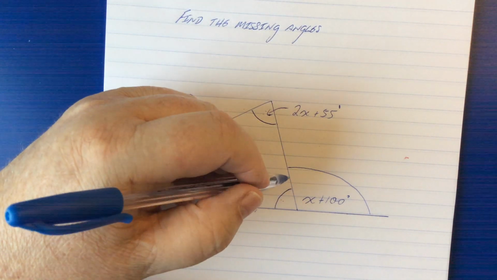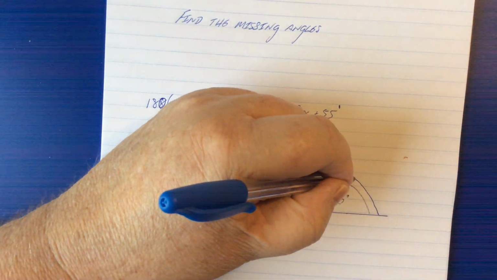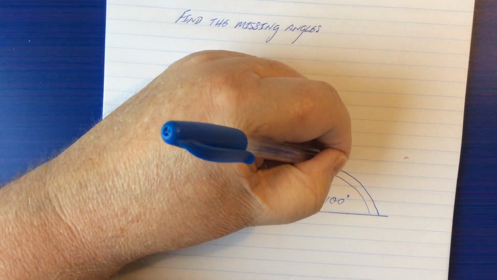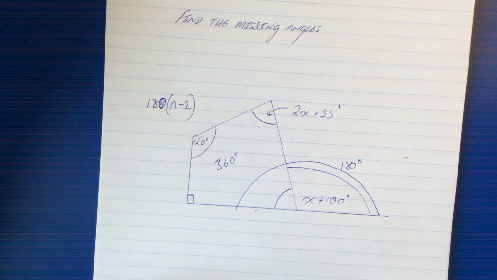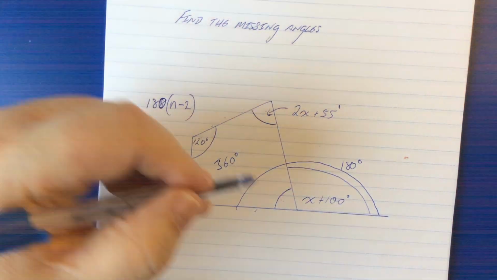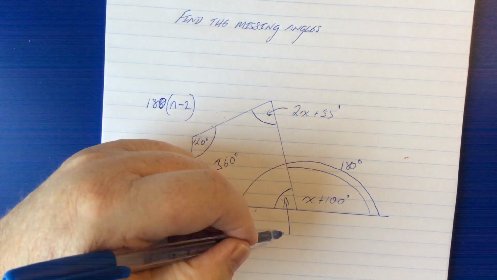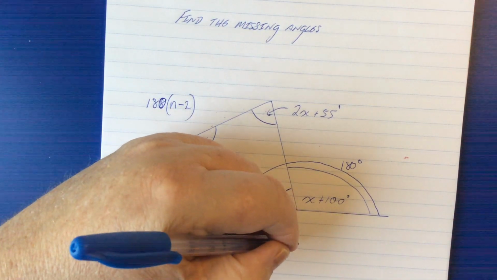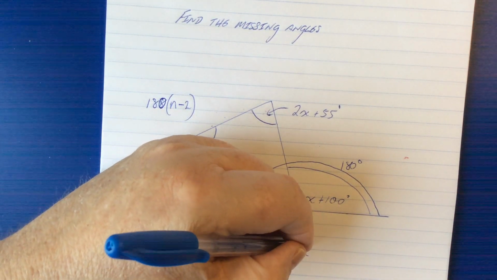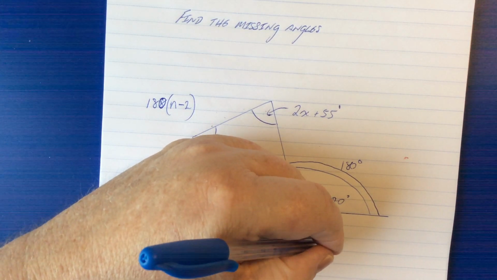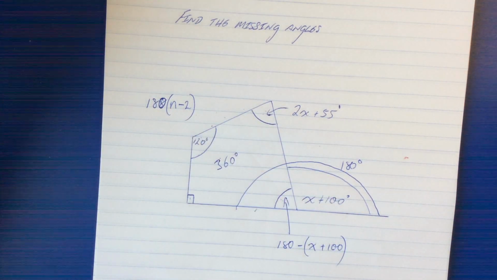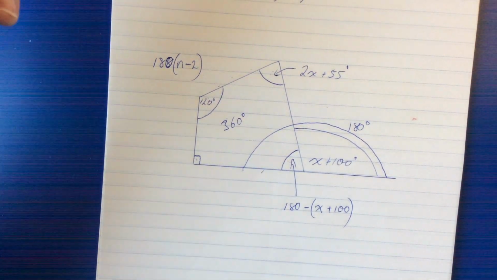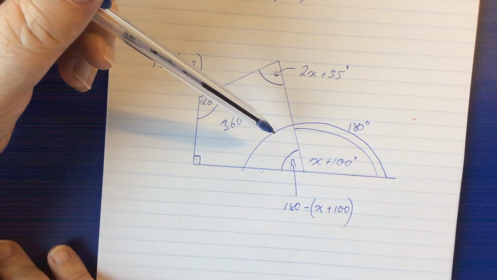The other thing we know is that if I can draw another full angle in here, that total angle is 180 degrees. And so we know that this angle here is 180 minus x plus 100. Now that's going to help us enormously. Now just let me talk you through that one again.